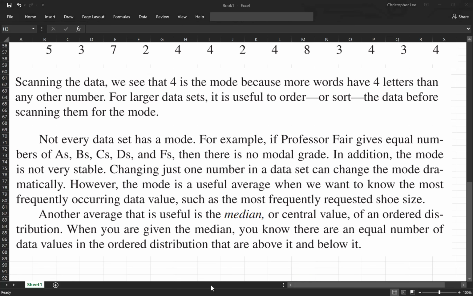In our test, they're going to ask you for the median.